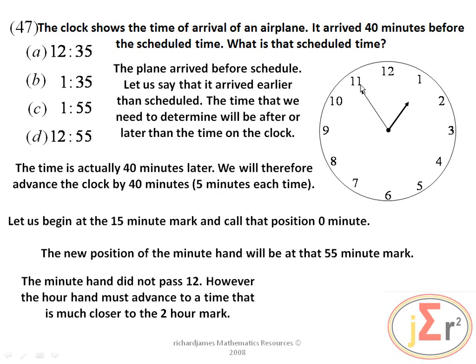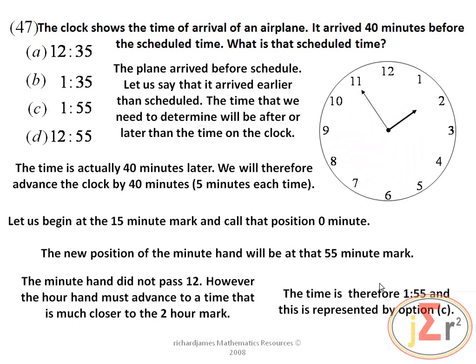However, notice how close to 12 this minute hand is. Therefore, we will have to advance this hour hand to a time that is closer to the 2-hour mark. That's very nice. The time is therefore 1:55, and it is represented by option C.